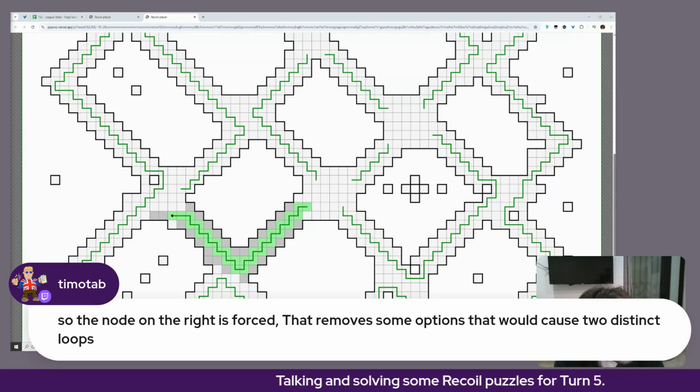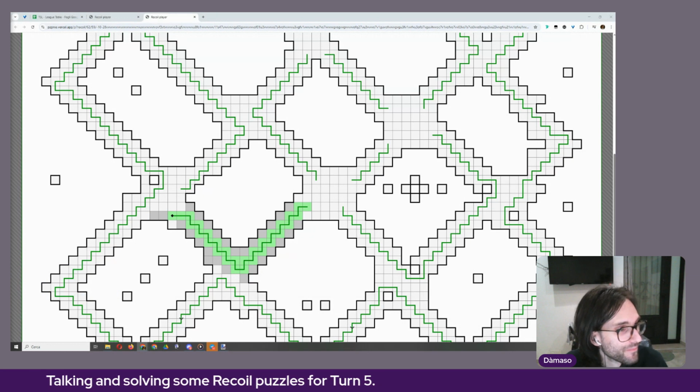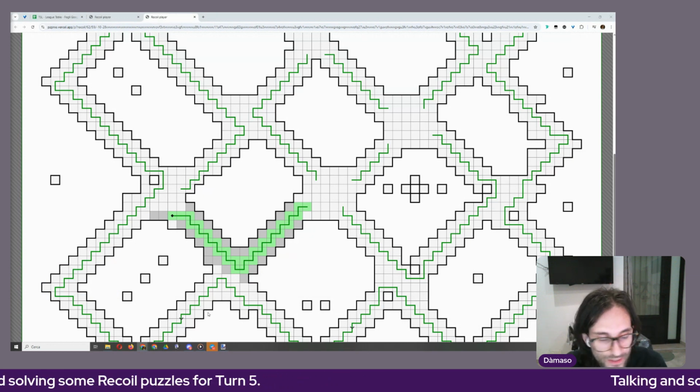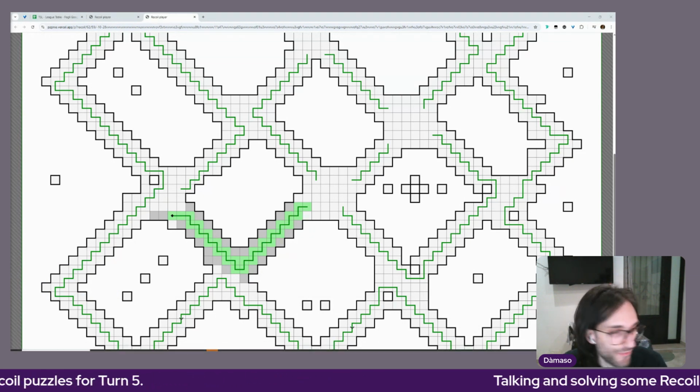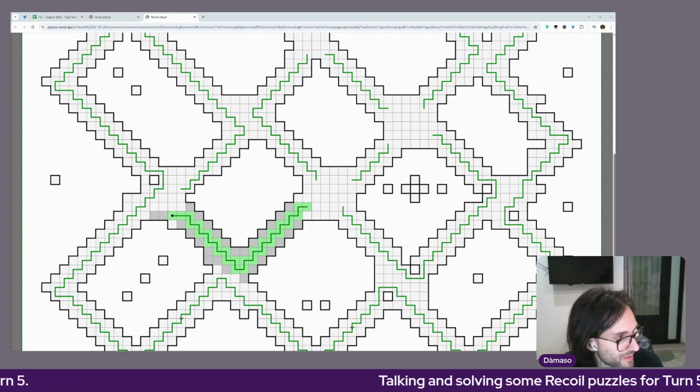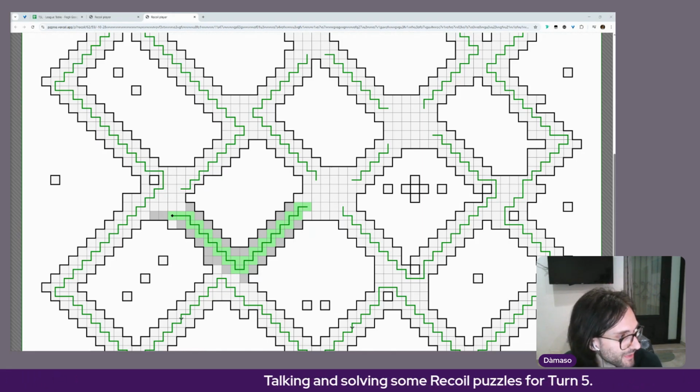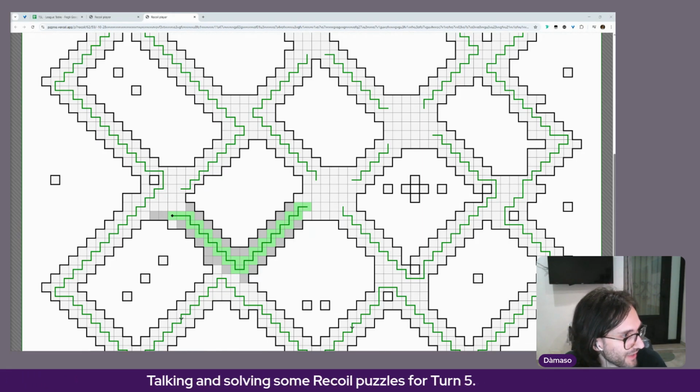So the node on the right is forced, that removes some options that would close two distinct loops. Exactly like that. And that's fascinating, honestly. That's honestly fascinating, but at the same time very interesting.